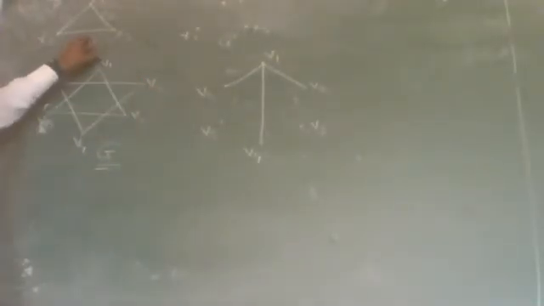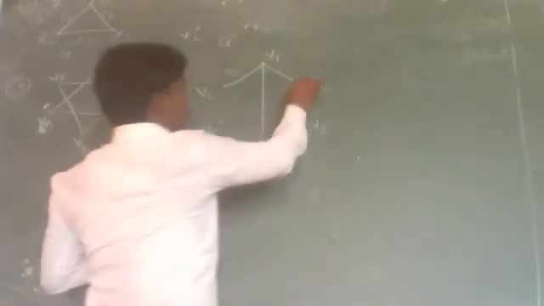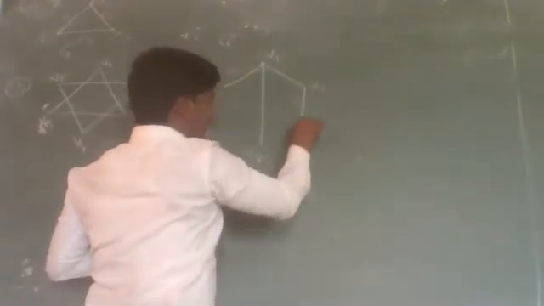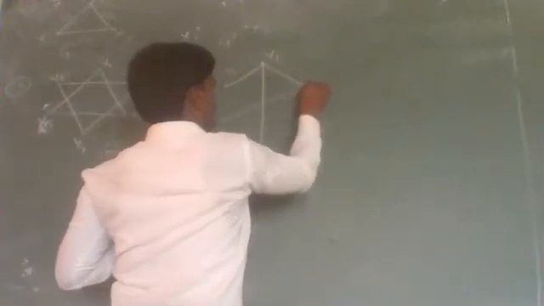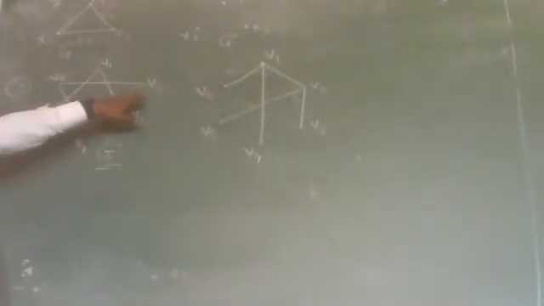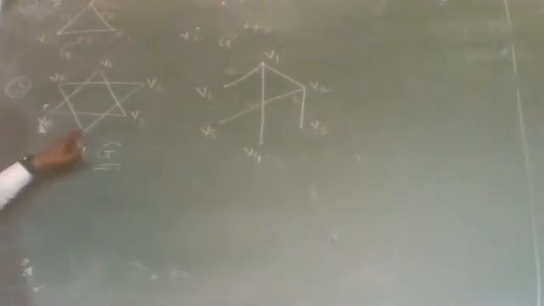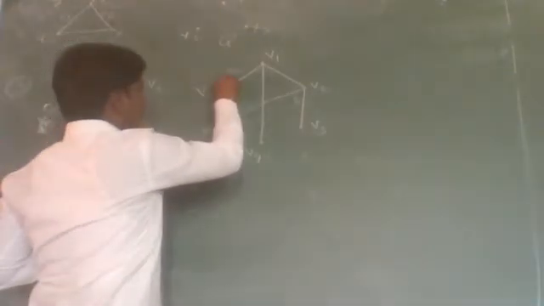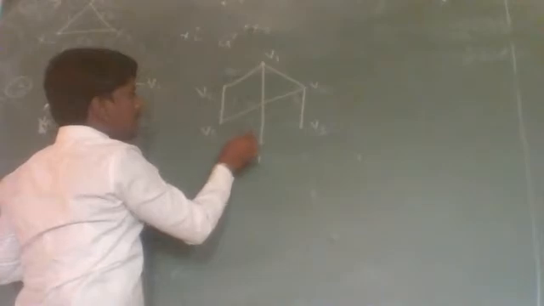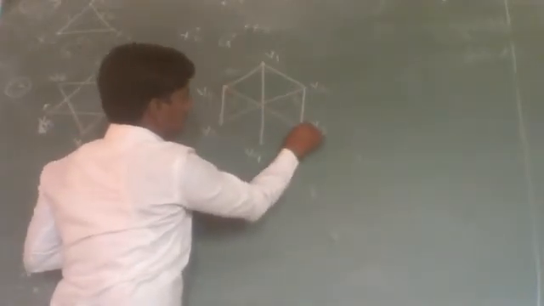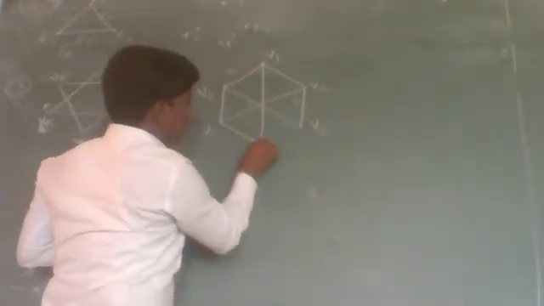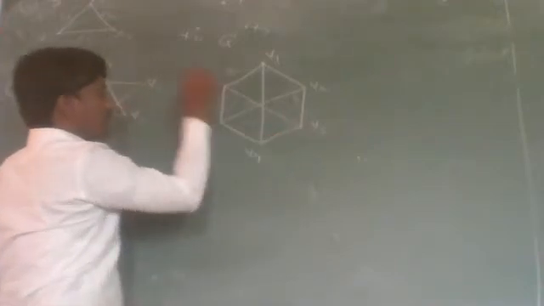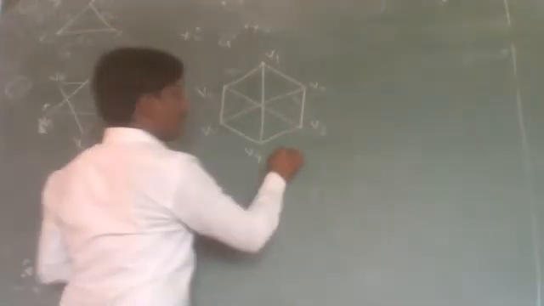Vertex V2 is adjacent with vertex V6 and V4. Now we have to adjoin vertex V2 to V1, V3 and V5. Similarly, vertex V6 is adjacent with V1, V5 and V3. Similarly, we have V1. So this one is the graph G dash.